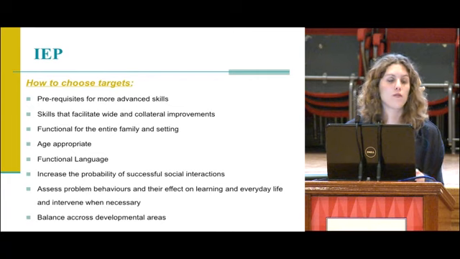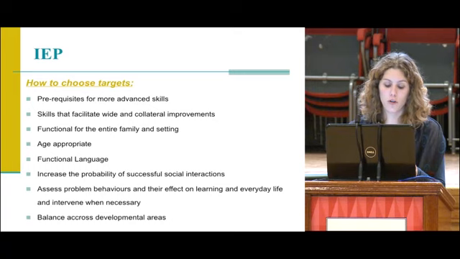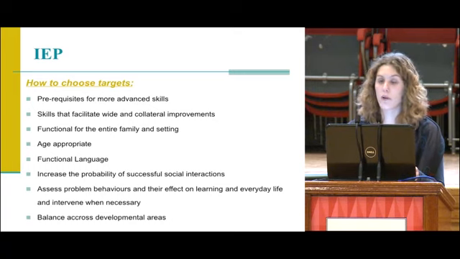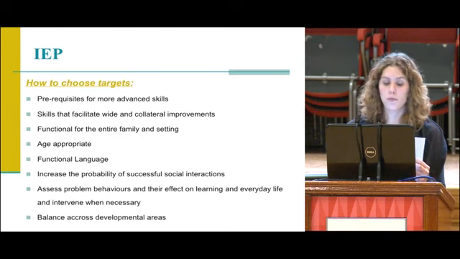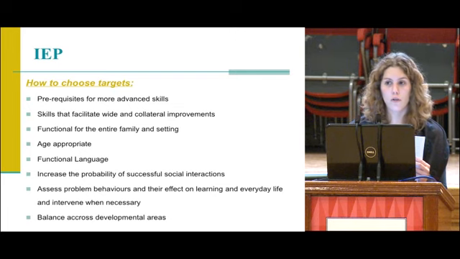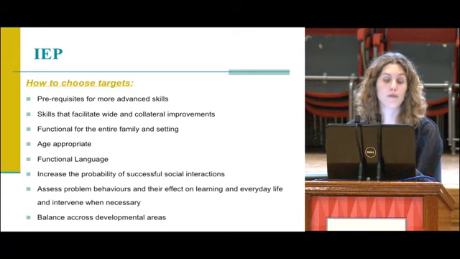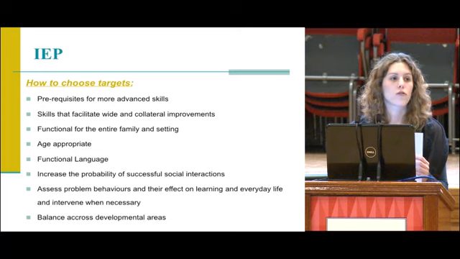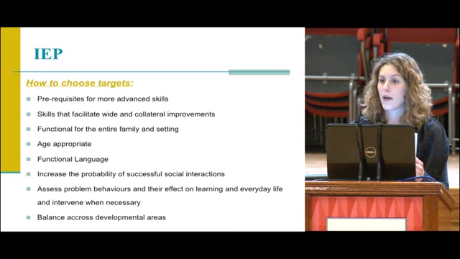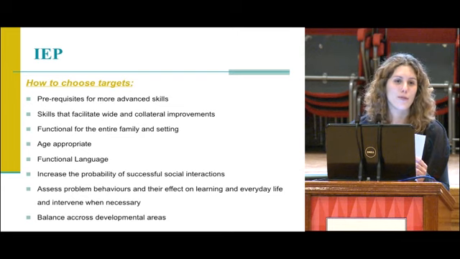The targets that we choose have to be functional for the entire family and the setting. So teaching a student that lives in a village, for example, to use public transport may not be as urgent as teaching him to cross the road. So we have to pick skills that are functional for the child's family and for the setting where he lives. The skills have to be age appropriate. So we can teach play skills to a 3-year-old child, like playing with a car, but obviously leisure skills for a teenager would look very different from playing with a car.